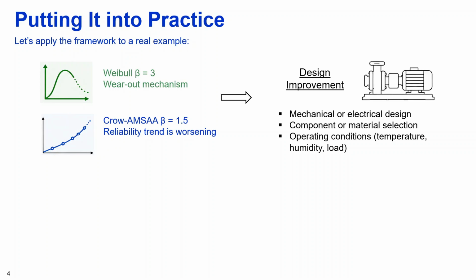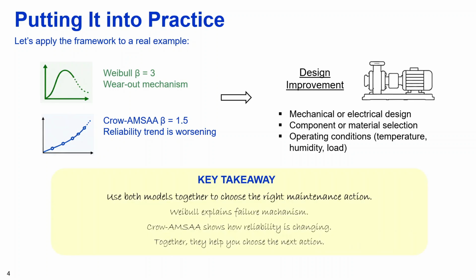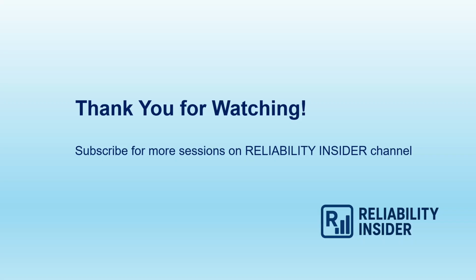Here is the key takeaway message. Do not rely on a single reliability model. Use Weibull to understand the failure mechanism and use Crow-AMSAA to understand the reliability trend, and combine them to choose the right maintenance action. Thank you for watching.